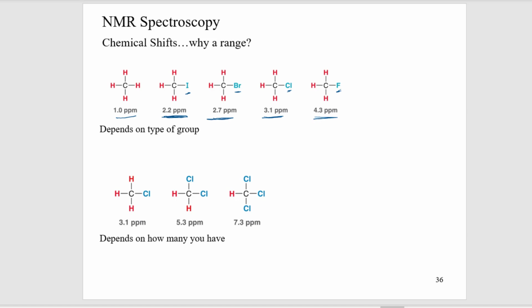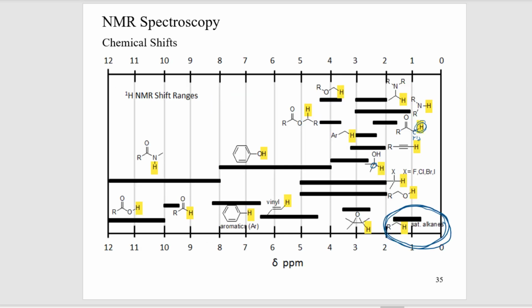So you can see that when the carbon has an X on it, a halogen, the hydrogens attached to that carbon will be in a range that depends on the halogen. You can see that in this chart here, right? Take a look at this line right here. It's a hydrogen on a carbon with a halogen on it. That halogen could be fluorine, chlorine, bromine, or iodine, and you see that it's got a range. It depends on the halogen.